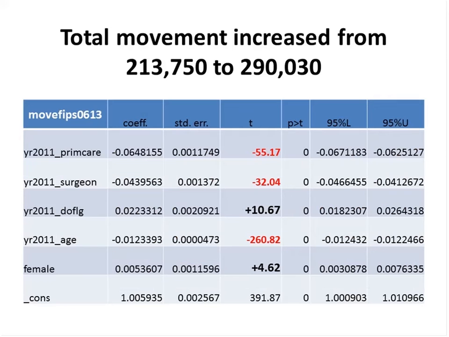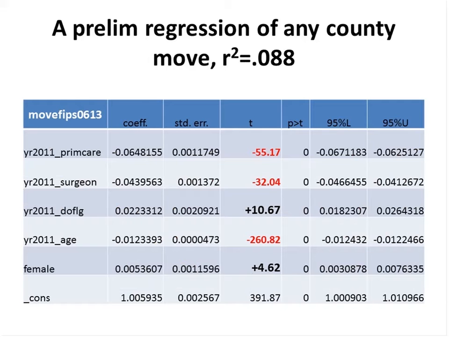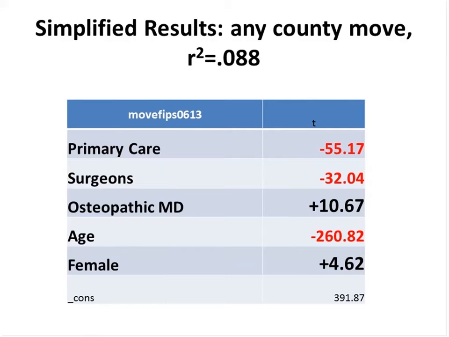So we wanted to give a sense of who these movers were. This is a portion of the regression to see whether, okay, do primary care doctors move more or less? Primary care doctors move less. Surgeons move less. It turns out that it is medical specialists and other physicians who move more. DOs move more than MDs, net of other things. And of course, the older you get, the less likely you are to move by a fairly large factor. And interestingly enough, females move more than males. Just a big summary of this: primary care moves less, surgeons move less, osteopaths move more, older people move less, and females move more.